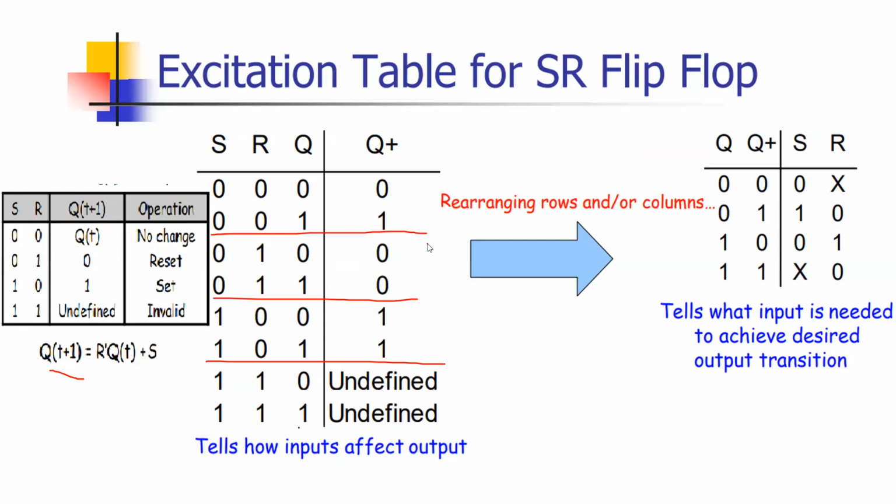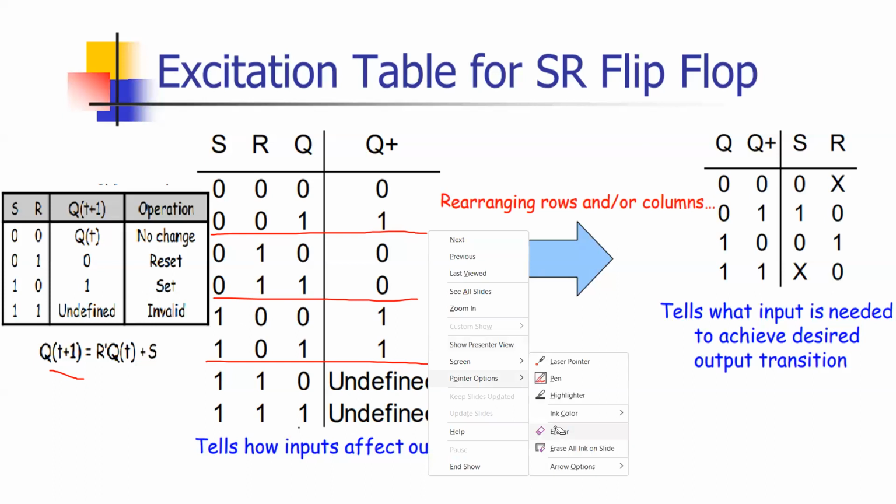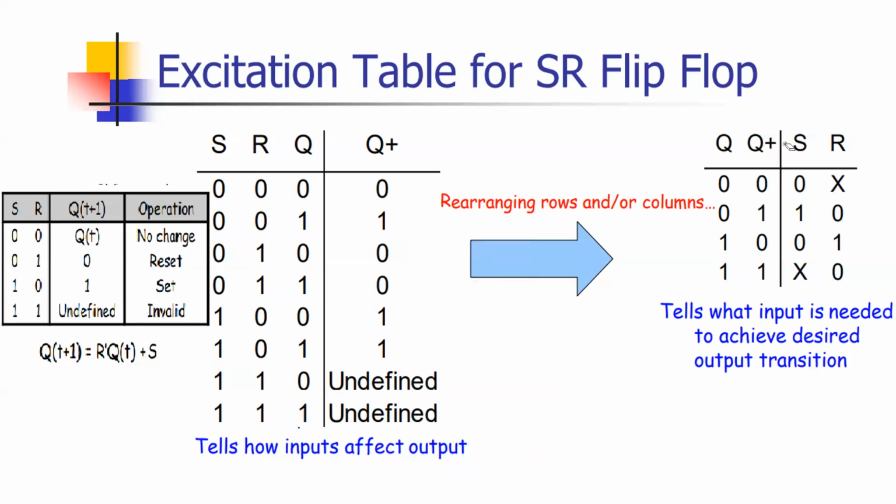Now using this transition table, we are finding out the excitation table. In the first state, the value of Q and Q plus is 0 0. So the value is 0 0 here and here 0 and 0. At that position, the value of SR is 0 0 and 0 1. So S is constant, that is 0, so we are writing 0 here. And R is 0 or 1, so we are writing a cross. That is don't care.